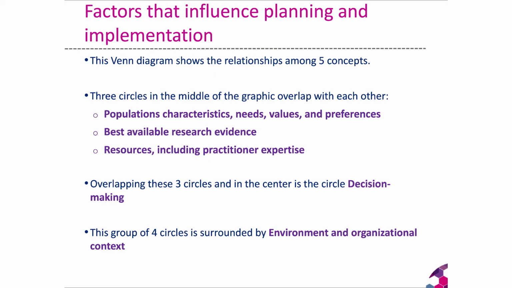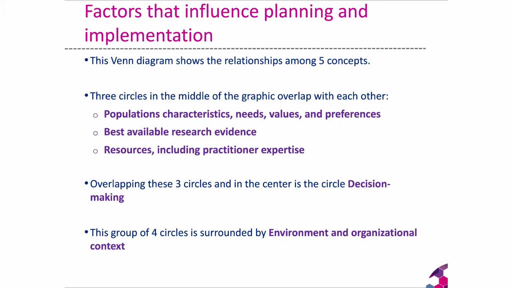So the three circles in the middle of the graphic overlap with each other, and these are population characteristics, needs, values and preferences, best available research evidence and resources, including practitioner expertise. On top of these overlapping three circles, in the center is the circle of decision making. And then around all these four elements is the environment and organizational context.